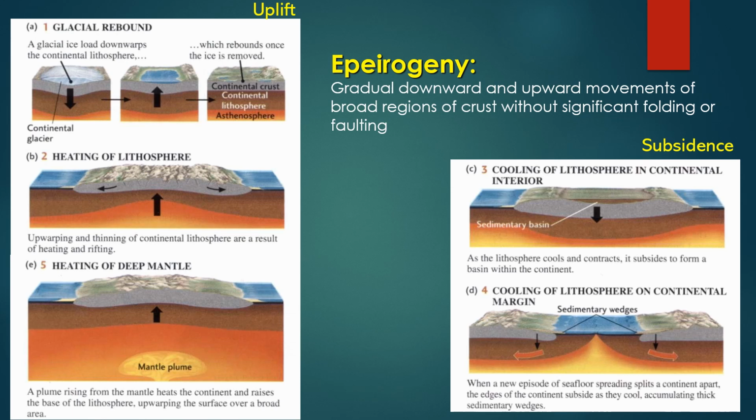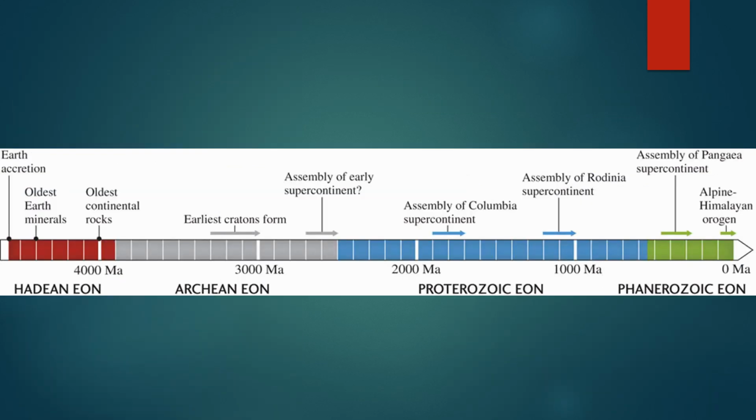All these epeirogenic uplift and subsidence movements influence large regions with small elevation changes compared to the continental modification caused by orogenies. This timeline shows the history of the continents. There were multiple episodes of supercontinents in the geologic past, and the most recent supercontinent was Pangaea. The following video shows the history of the continents.